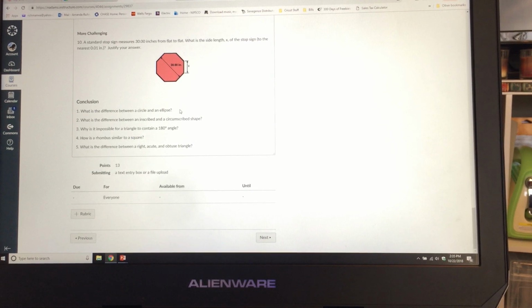Alright, this one is a little different. The standard stop sign measures 30 inches from flat to flat. There is another formula in your formula sheet that shows you how to do that. It's a little different than the one that we go off of side length.